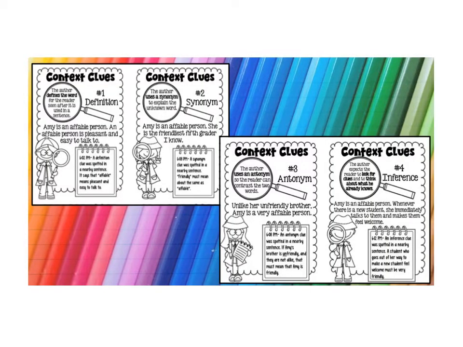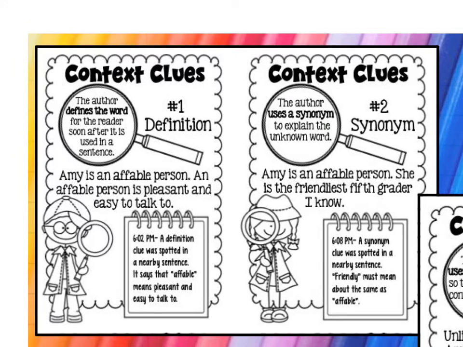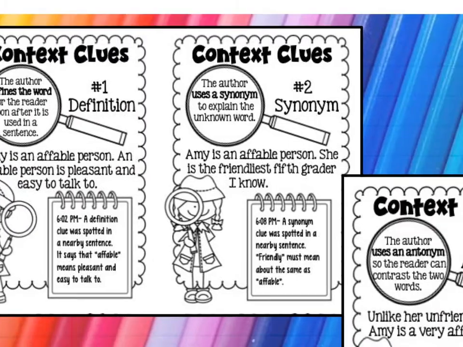Growing readers also know that there are 5 different types of context clues that authors can often give. And let's review those very quickly as we begin breaking down an even more difficult passage. First, we have the definition clue. This is when an author defines the word or phrase for the reader. Secondly, we have a synonym clue. This is when the author uses a synonym to explain the unknown word.